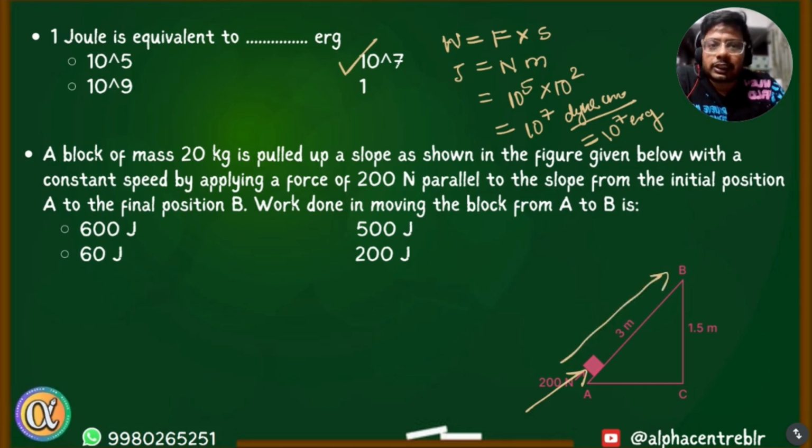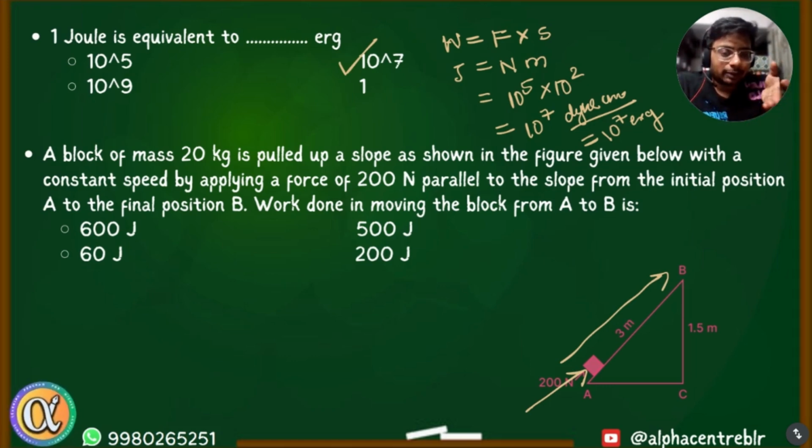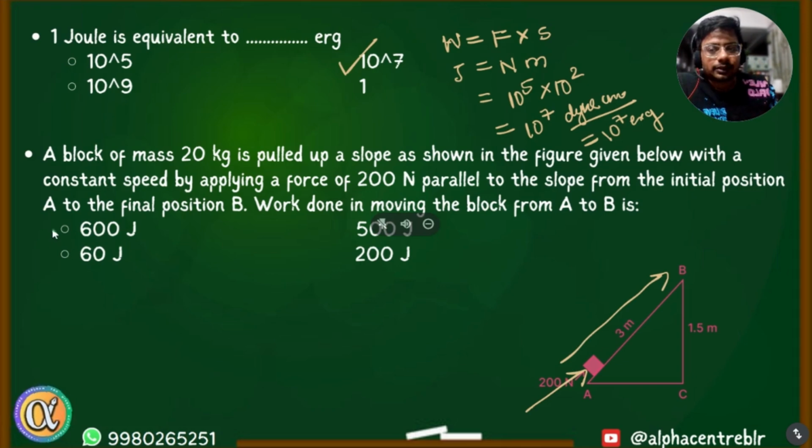So what is the angle between force and displacement in this case? The body is moved upwards along the incline and the force is applied along the incline, and it's moving also along the incline. So what is the angle between force and displacement here? 600 joules. That is your final answer. So 600 joule is actually correct here.